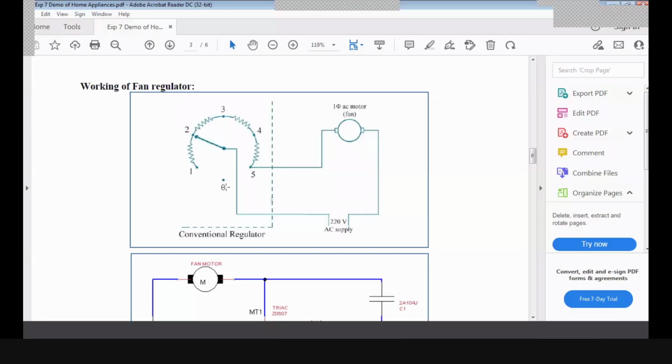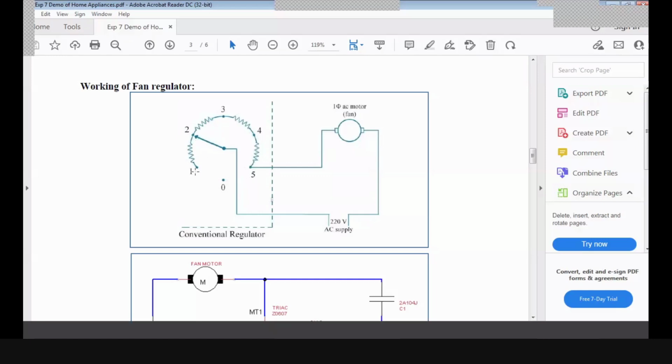So what will happen means we are here controlling the current, right? Whatever the current going to the motor, we are controlling here. So we are controlling the current by using these resistors. When your knob is on 0, the circuit is not closed, it is an open circuit, so the fan will not start. The fan will not get any current supply, since it's an open circuit, right?